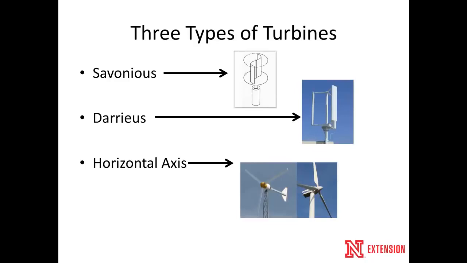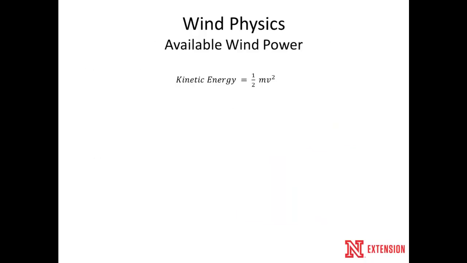Horizontal axis, here's a small one and a large one. Again, we're going to set the axis horizontal, or set the generator in a horizontal fashion, and we're also going to have airfoil blades. If we're going to look at the physics of wind, we need to think about the physics of kinetic energy, because all wind is small particles, each having kinetic energy. The kinetic energy of an object is 1/2 times the mass times the velocity squared.